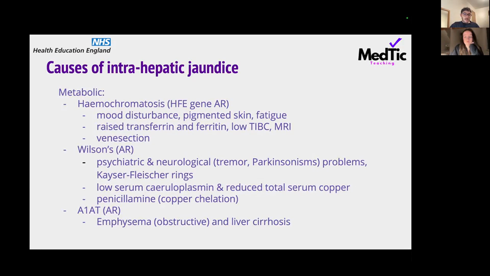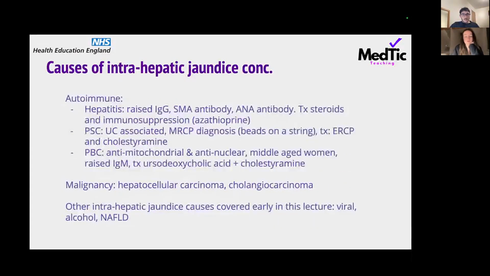so penicillamine. And then another metabolic cause is alpha-1 antitrypsin deficiency, which is an autosomal recessive metabolic disease. Typically it causes emphysema, so the obstructive lung picture, but also causes liver cirrhosis and again the intrahepatic jaundice. So the next slide is a continuation of intrahepatic causes of jaundice.